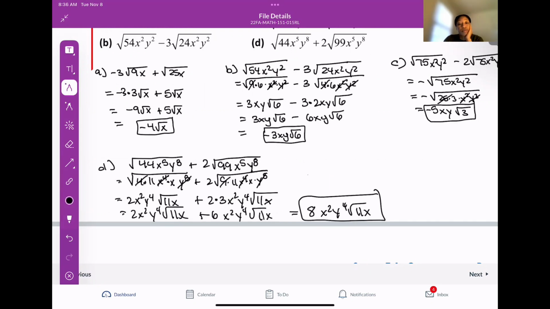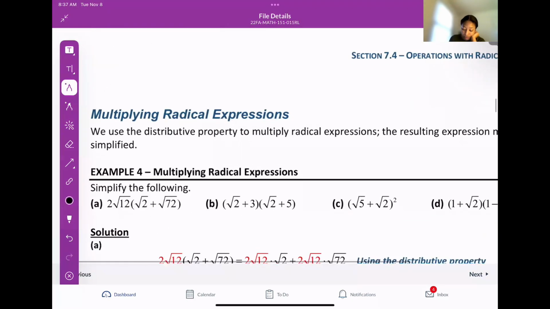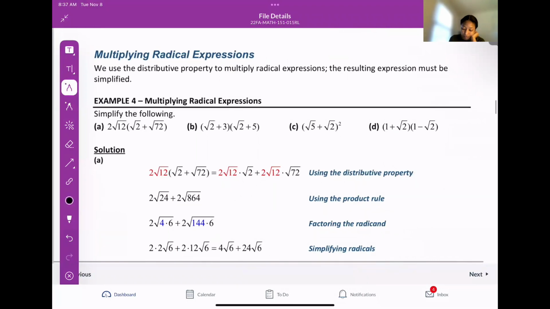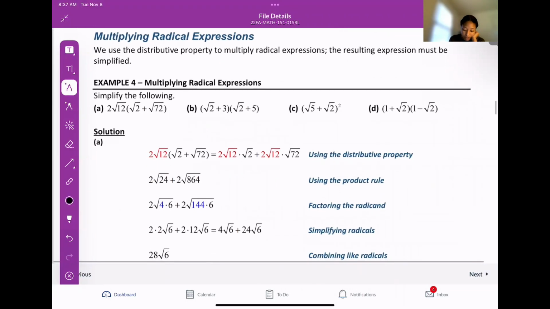So far, we've been doing problems with adding or subtracting like radical expressions, or if they aren't like, we simplify them. And then if we end up with like radical expressions, we can combine them. Next, we're going to look at multiplying radical expressions and using the distributive property.